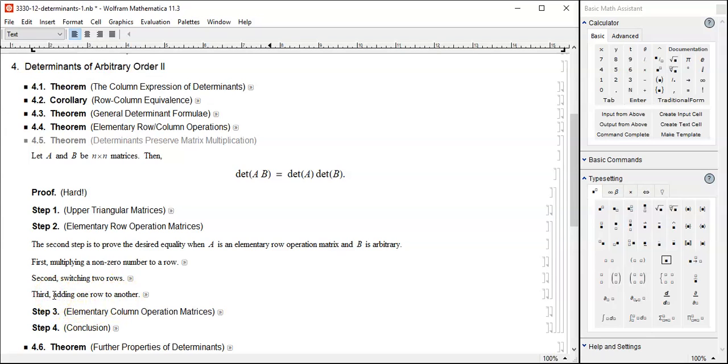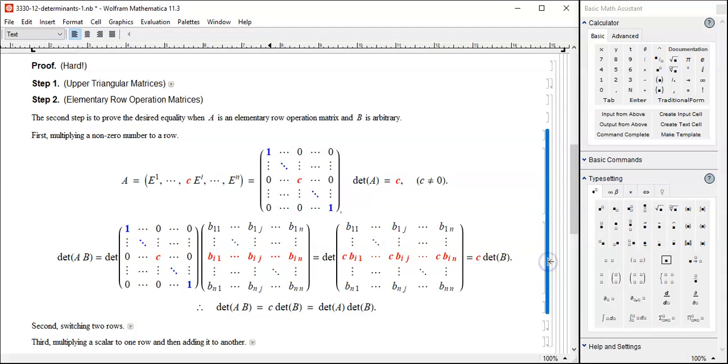Actually, multiplying a scalar to 1 row and then adding it to another. And that's a good way to remove a certain entry and make it into 0. And we used to do all kind of things. Okay, all right. Here's the first elementary row operation, multiplying a non-zero number.